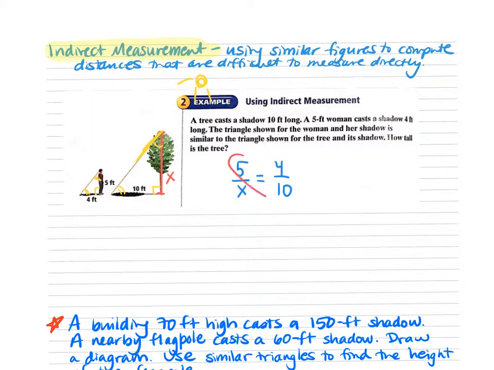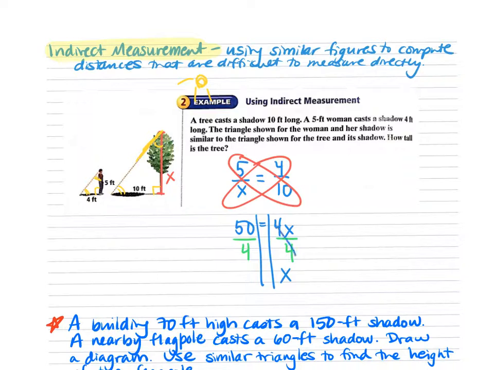Okay, so let's solve for x using cross multiplying. 5 times 10 is 50. 4 times x is 4x. Like railroad tracks, we want to get x by itself, so we're going to divide by 4 to get x by itself. That means we have to divide by 4 on the other side of the railroad tracks. So here we're left with x, because 4 divided by 4 is just 1. And 50 divided by 4 is going to be a decimal, right? It is going to be 12.5. Okay, and let's see, how tall is the tree? So the tree is 12.5 feet tall.